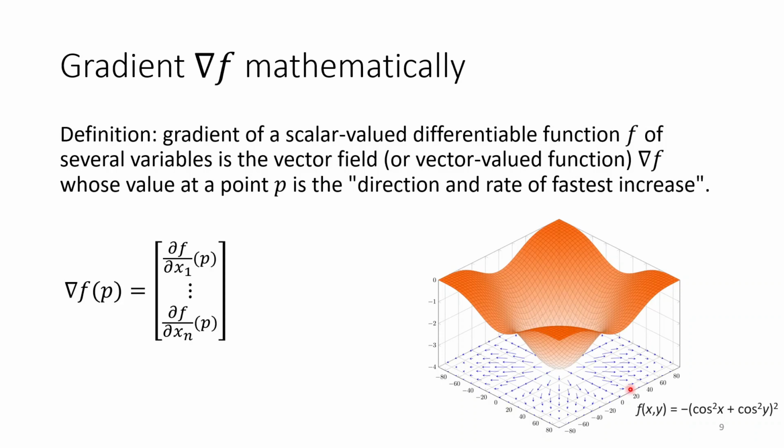Okay. So by definition, the gradient is the partial derivatives for all of its variables. Okay. And in this illustration, given the function in this equation, the gradient is drawn as the arrows underneath.